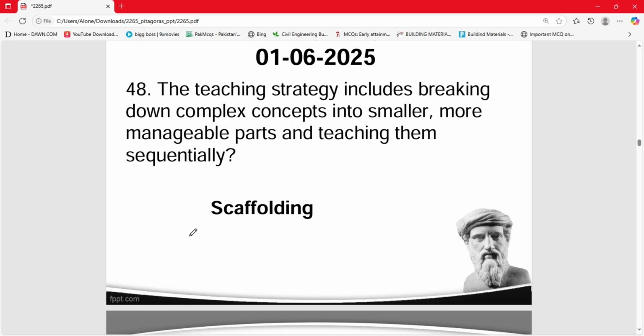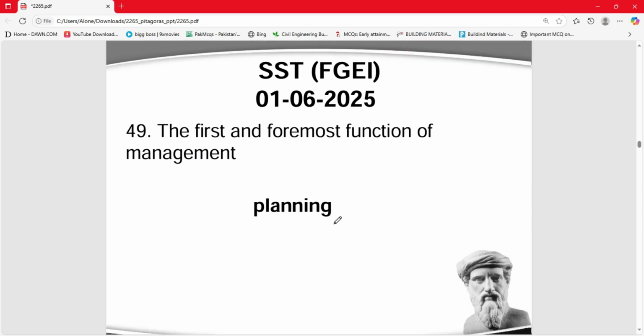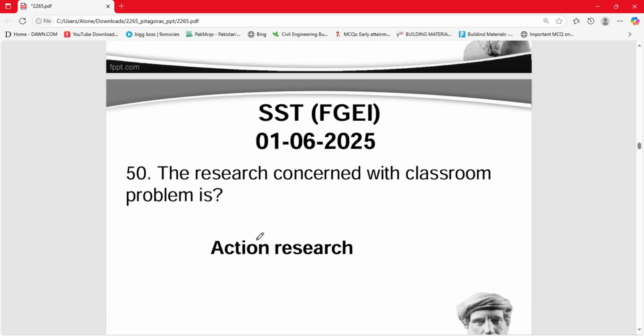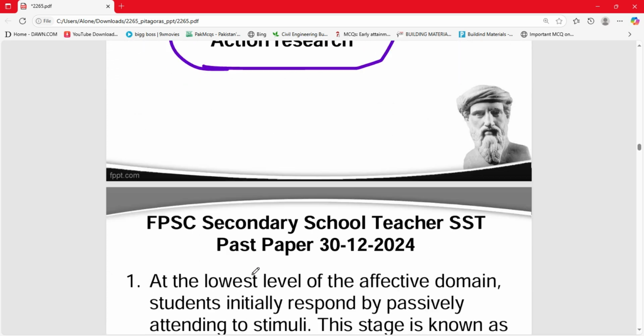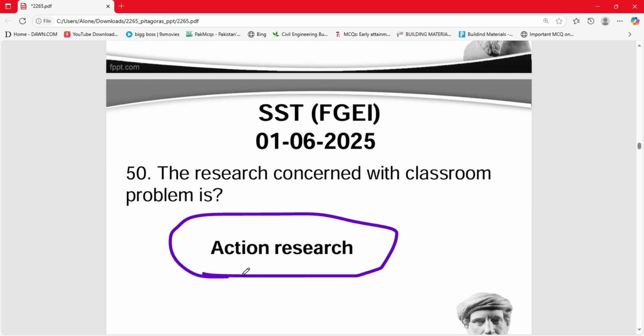Scaffolding is the right answer, and the question is, breaking down a complex concept into smaller, more manageable parts and teaching them is scaffolding. Our next question is, first and foremost functional management is planning. And the last question of this test was, the research concerned with classroom problems is action research. So this was all about SST FGEI, which was held on 1st June 2025.